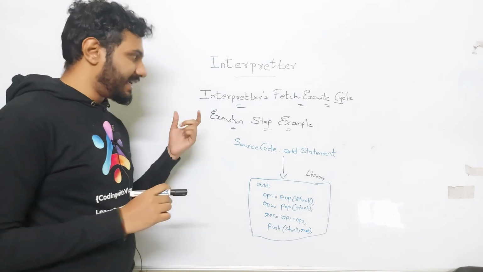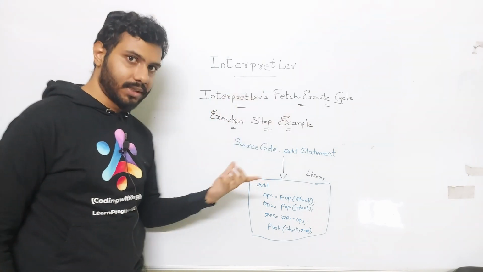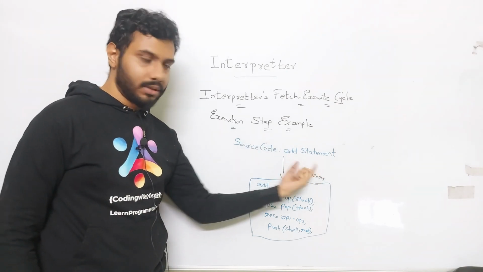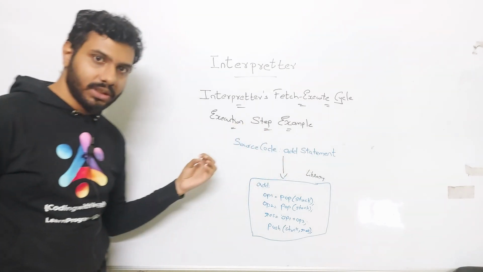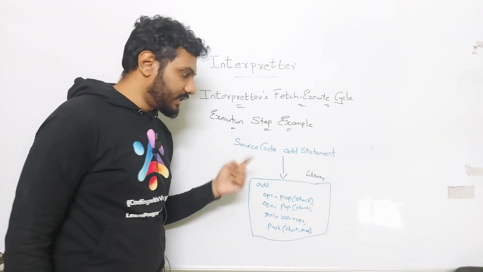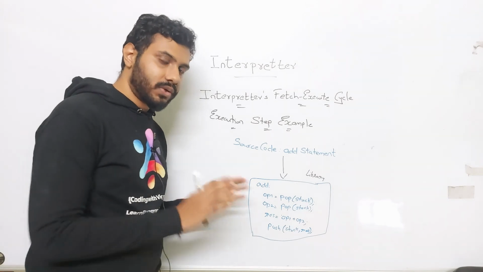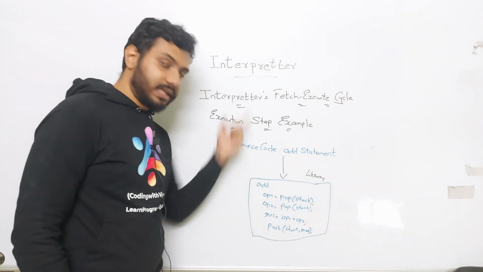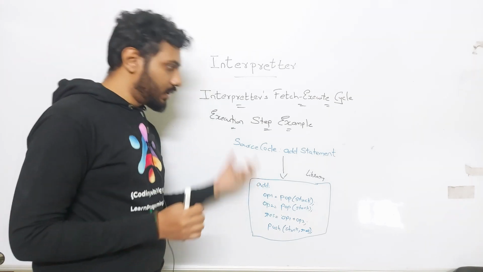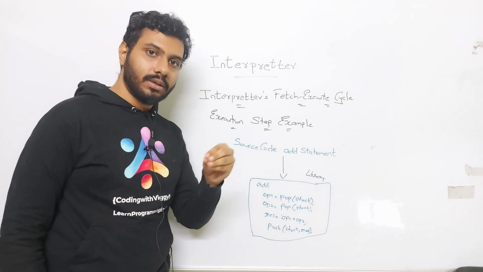Now we will look at an example of the execution step of the interpreter's fetch execute cycle. We have a source code that is known as an add statement. This is fetched from the memory into the interpreter, and the interpreter will indirectly get the precompiled machine code. It is not taking the machine code. In the CPU the machine code is given as an input, but here the source code is given as an input from the memory to the interpreter.